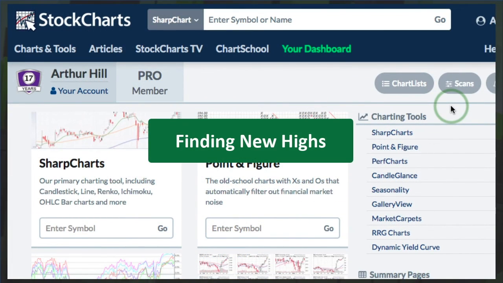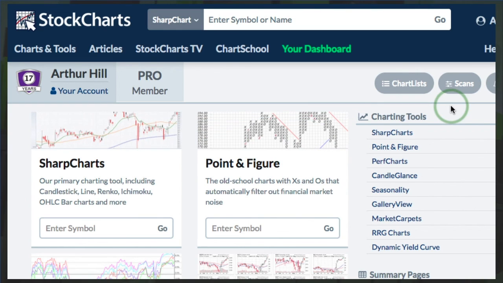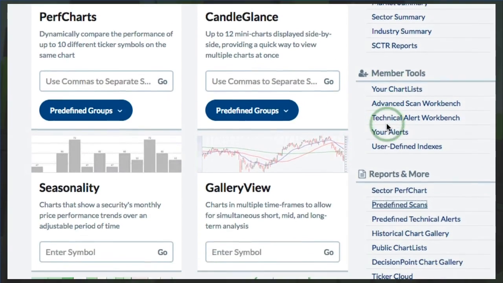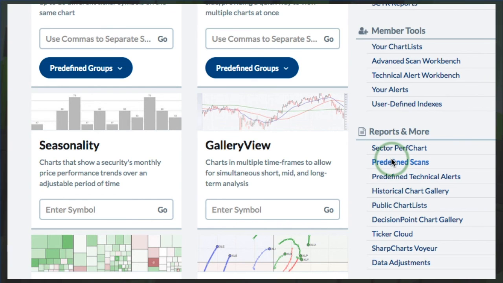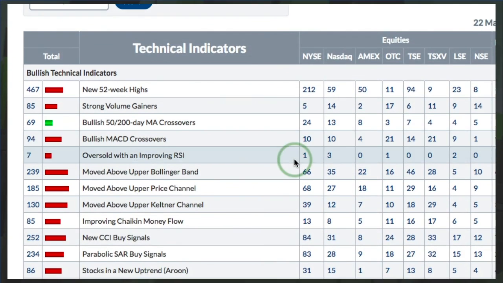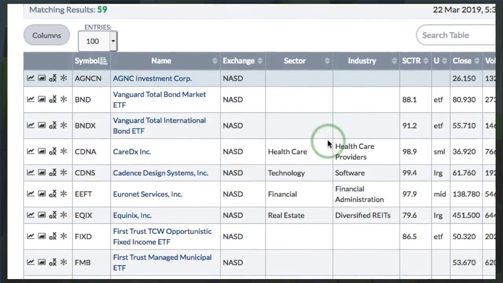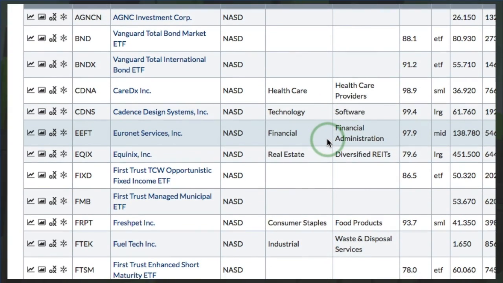So you can also find a list of stocks making new highs from our predefined scans. So here I am on the charts and tools page, and if you scroll down that right navigation, you'll see a link for predefined scans, and at the top you will see new 52-week highs. You can click on the number for the NYSE or the NASDAQ to find stocks making new highs, and you might want to put those on your watch list.